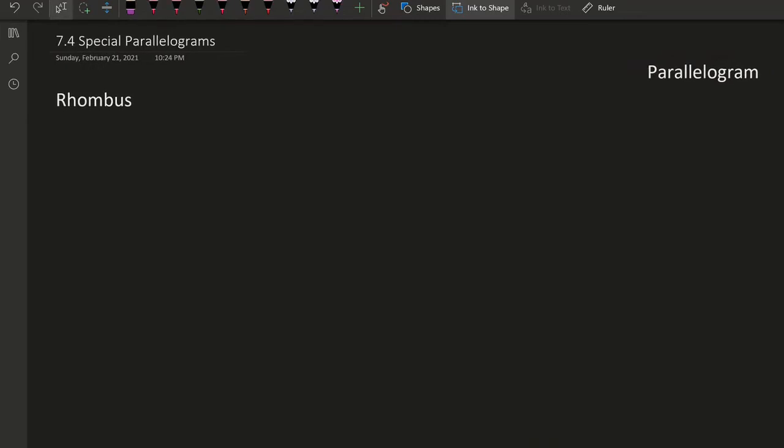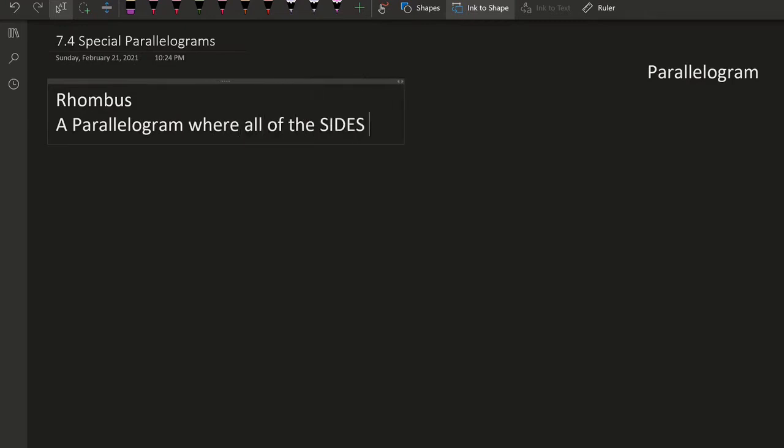So, let's start off by talking about a rhombus. A rhombus is a parallelogram where all of the sides are congruent. Now, every year that I talk about this, there's always one person who says, no, that's not a rhombus, that's a square. Actually, a square is a rhombus, but not all rhombi are square.